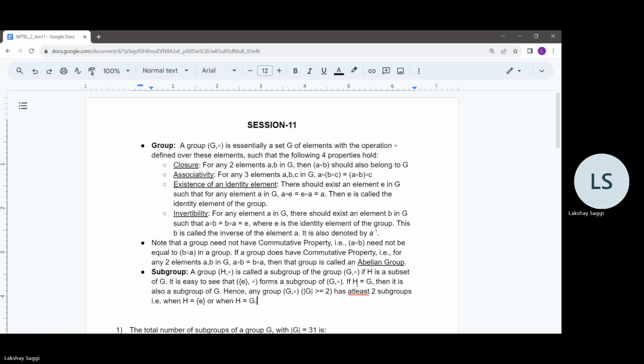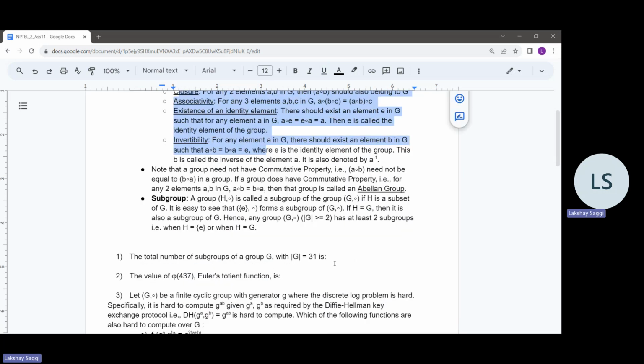So I just want to point this out. Now, if we are clear with the definition of what is a group, what is a subgroup, and what are these four properties, I guess we can get started. And if we need something else, I'll just modify this along the way.